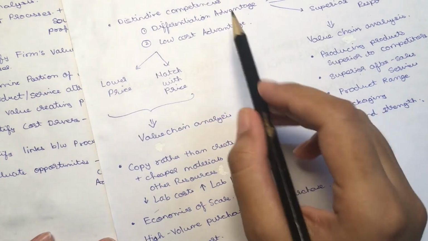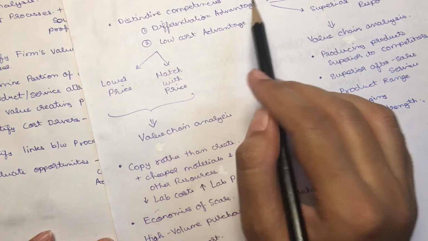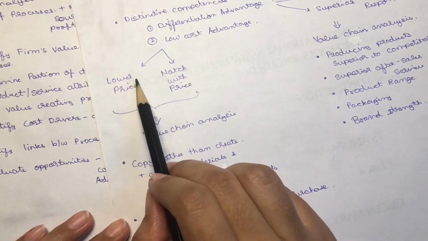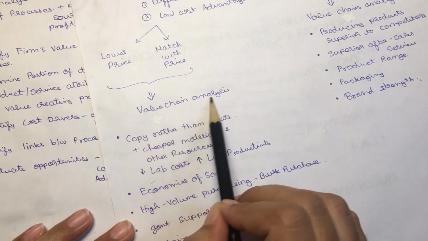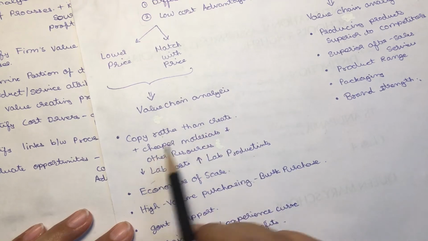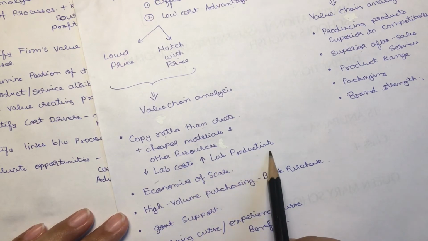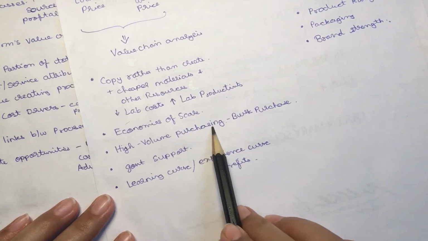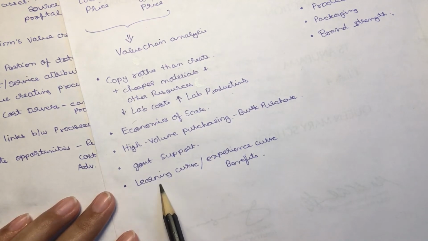Next, the second part of achieving distinctive competencies is having low cost advantage. Now, low cost advantage can be achieved through lower price and by matching price. We can use the value chain analysis to achieve this. By copying rather than creating, by using cheaper materials and other resources, you decrease labor cost and you increase labor productivity. Economies of scale, high volume purchasing, that is bulk purchases, you take government support, and the next one is you take the benefit of learning curve or experience curve benefits.